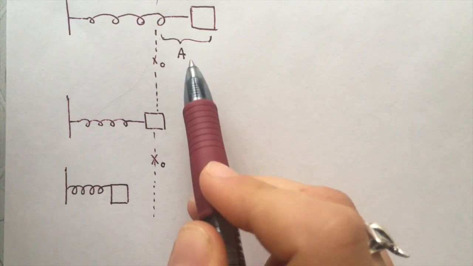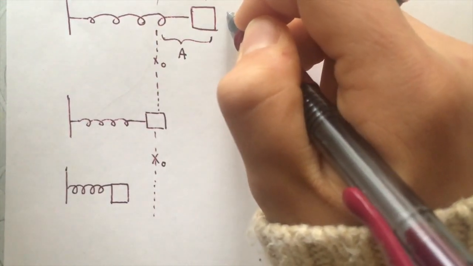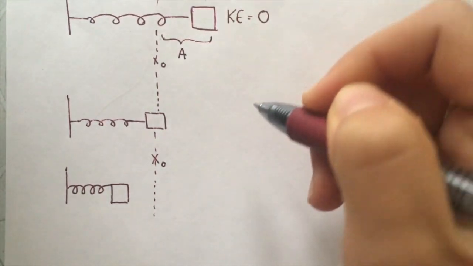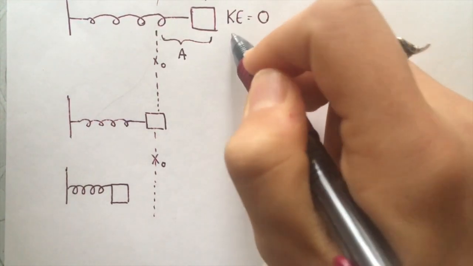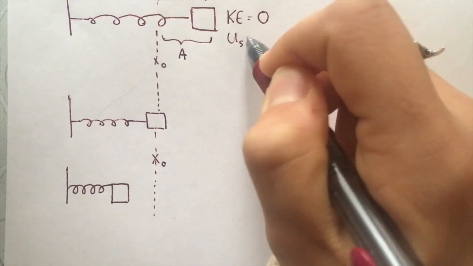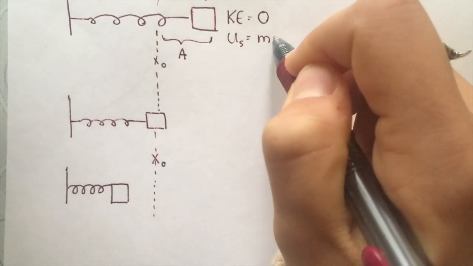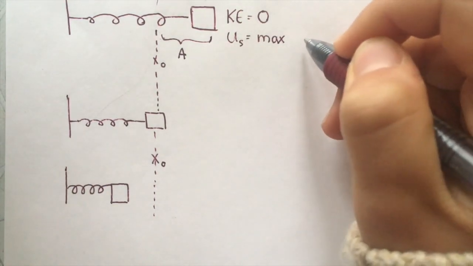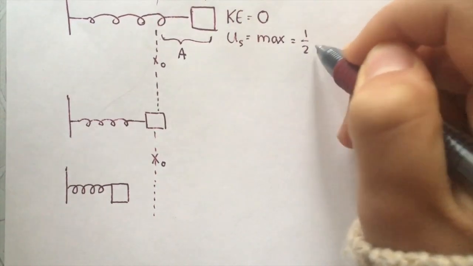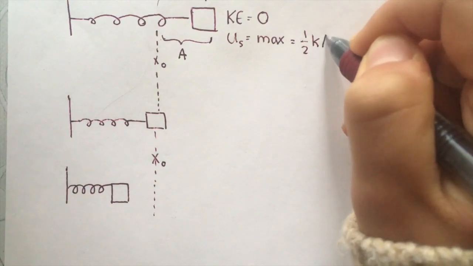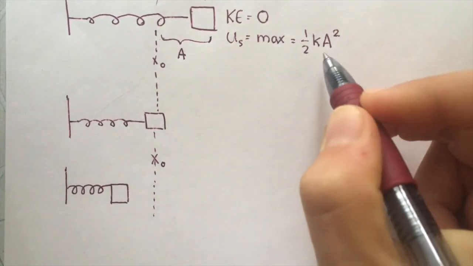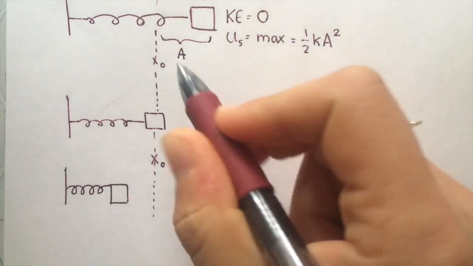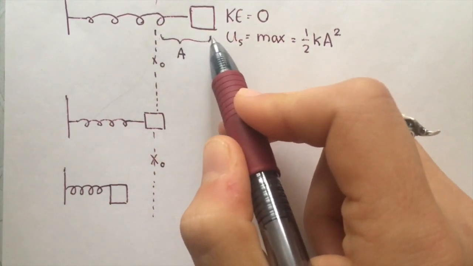So if the block is not moving, we know that the kinetic energy is 0, and therefore the spring potential energy is at its maximum value, and that is equal to 1/2 Ka squared, where A is the displacement from equilibrium, and in this case that would be the amplitude.